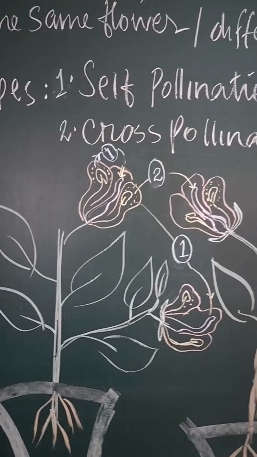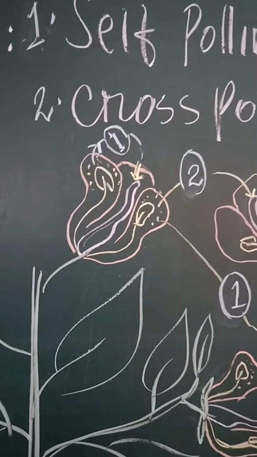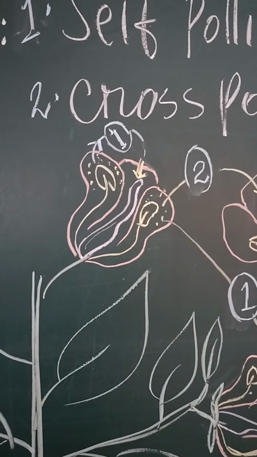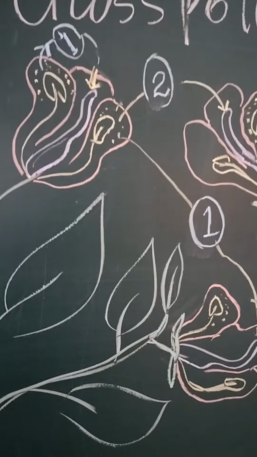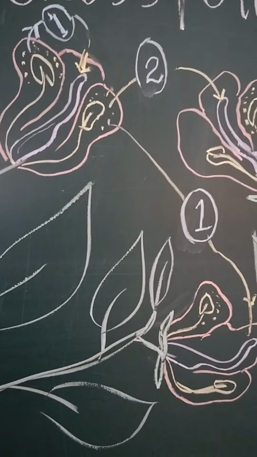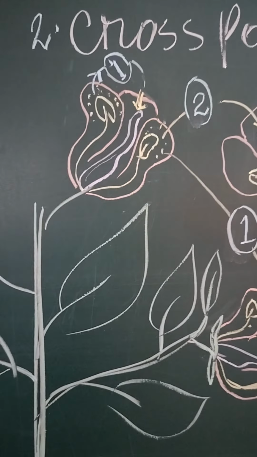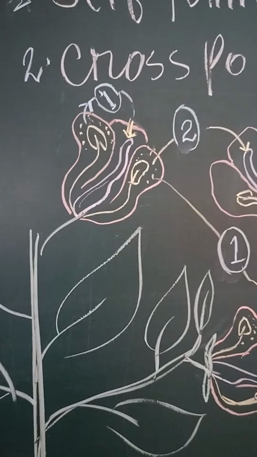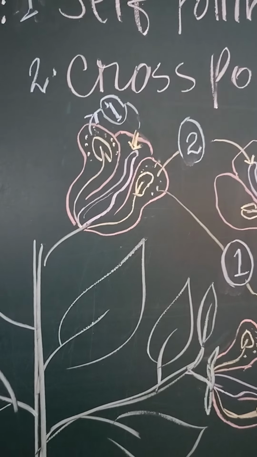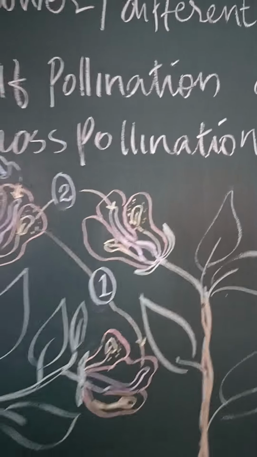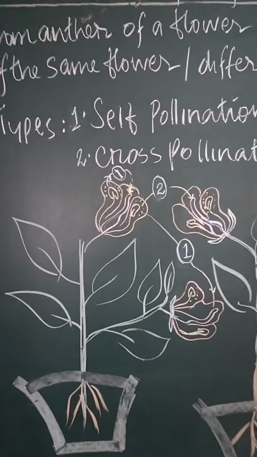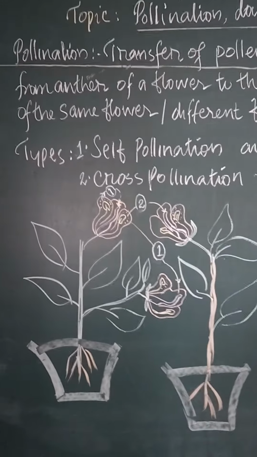If the pollen grains are transferred from the anther of a flower to the stigma of the same flower or the stigma of another flower of the same plant, it is known as self-pollination. When it is happening to the flower of another plant, it is called cross-pollination. We have defined it, and you have written the definition also by seeing the diagram.